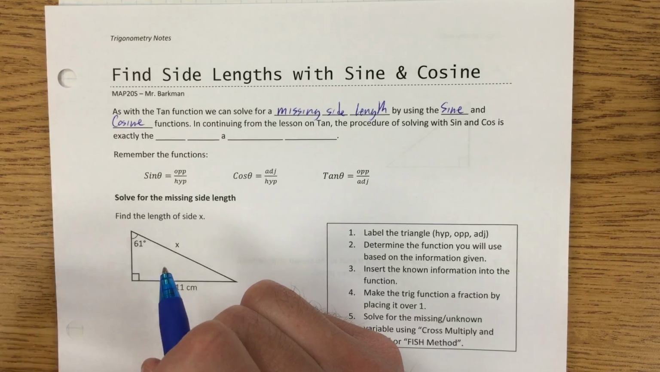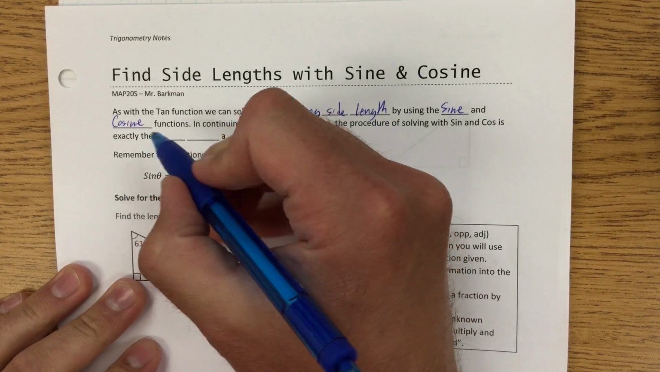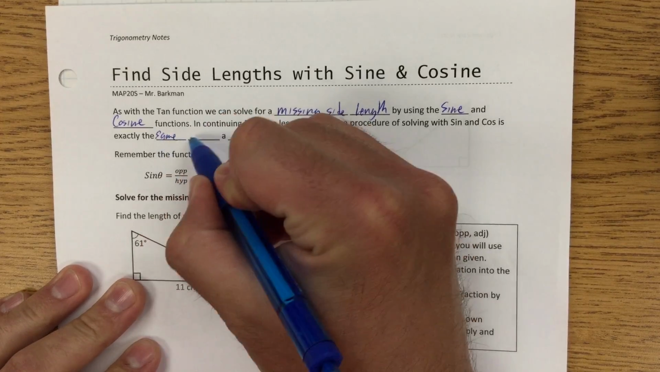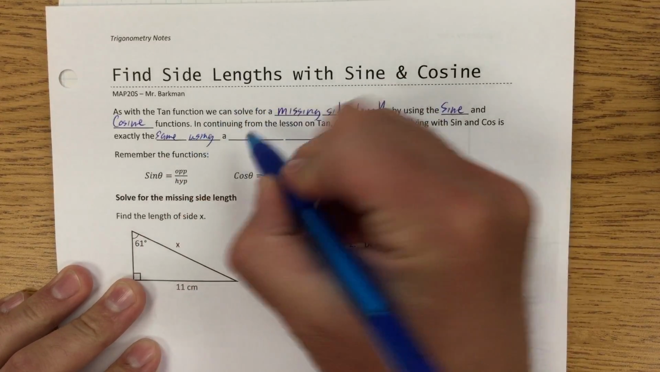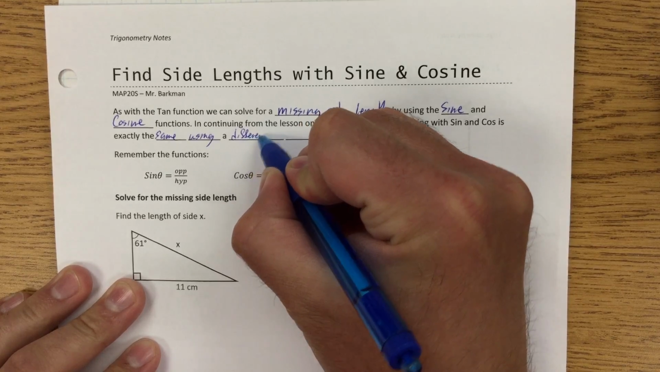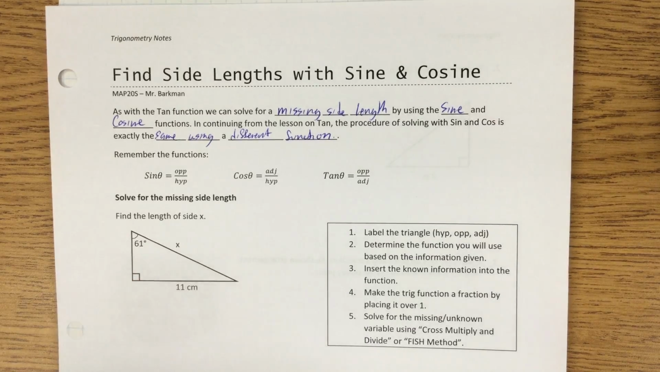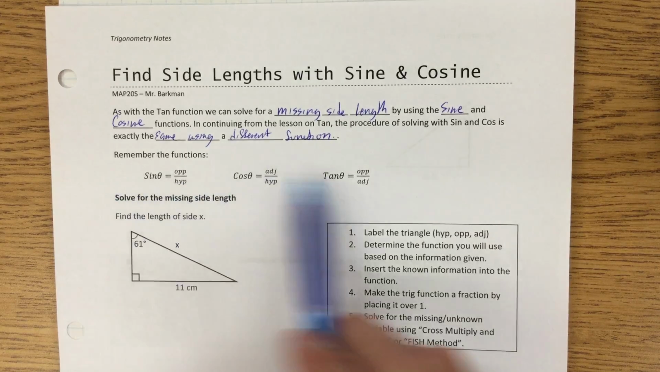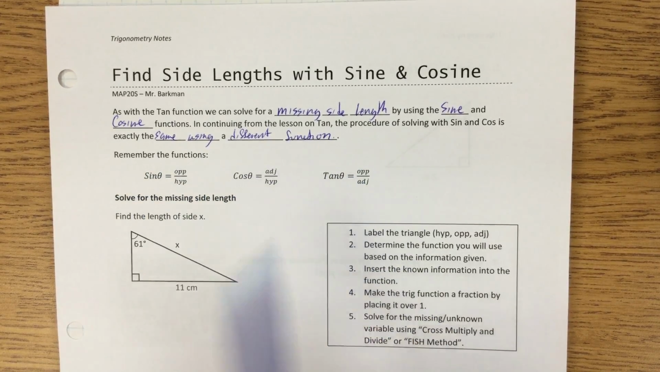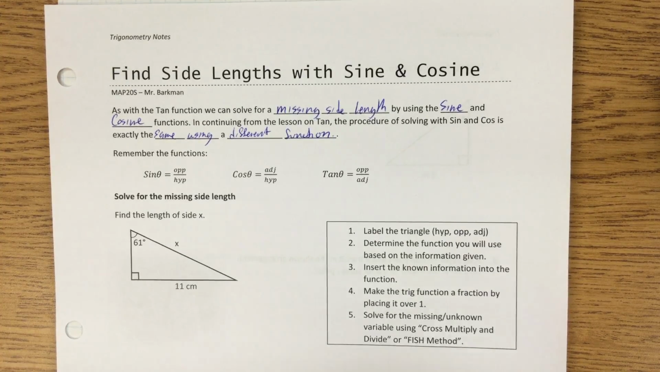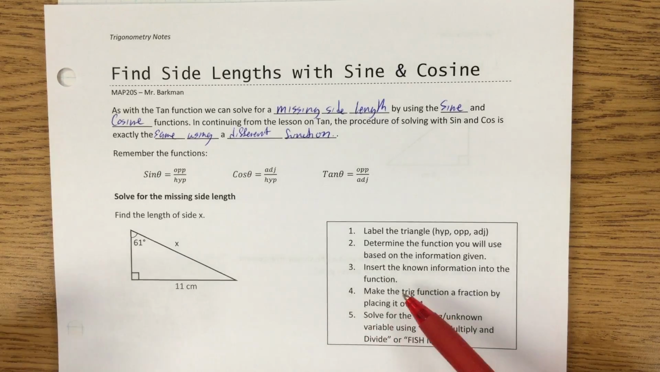In continuing from that previous video that we looked at on tan, the procedure of solving with sine and cosine is exactly the same using a different function. So we do the exact same thing. The procedure is really quite similar. Okay, here's our functions, sine, cos, and tan. And we're going to go through how we use sine and cosine in this part to solve for a side length.